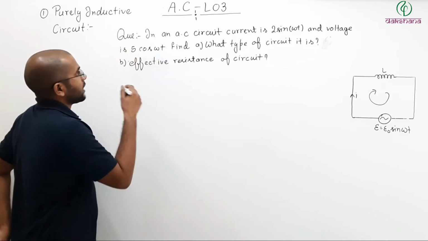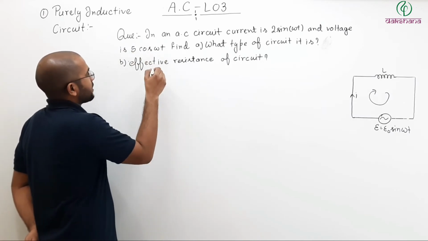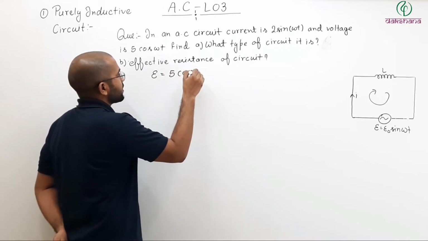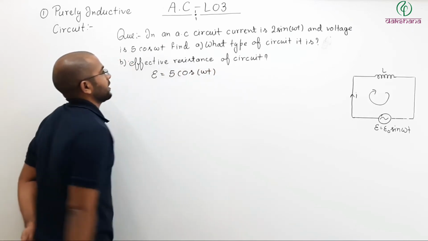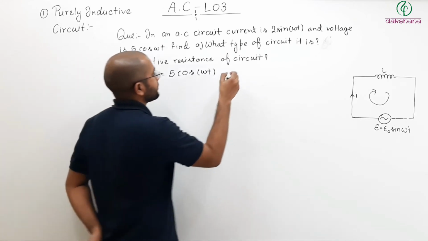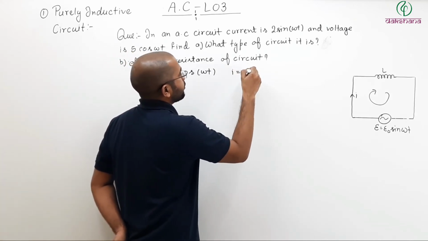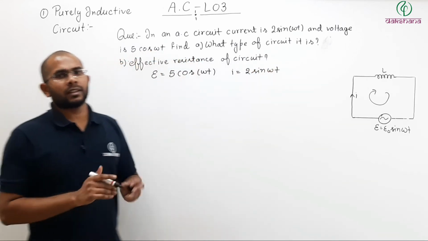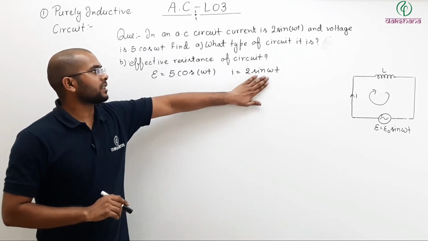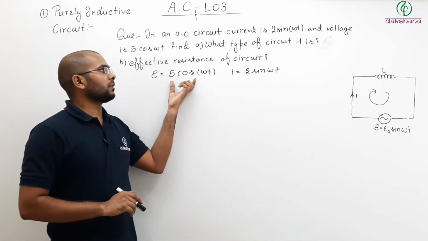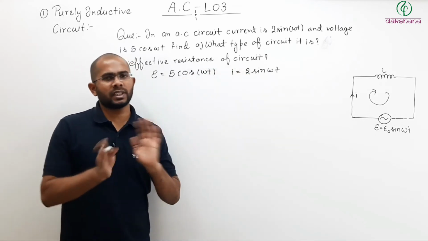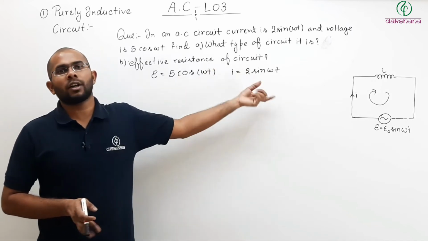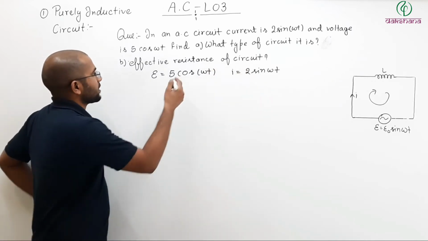Now, let us write voltage first. E is equal to 5 cos omega t. This is E. And current, I, is nothing but twice sine omega t. Now you can do anything. Either you can convert this sine into cos, or you can convert this cos into sine. Both ways are correct. The only thing is that you have to have both either in sine or in cos.